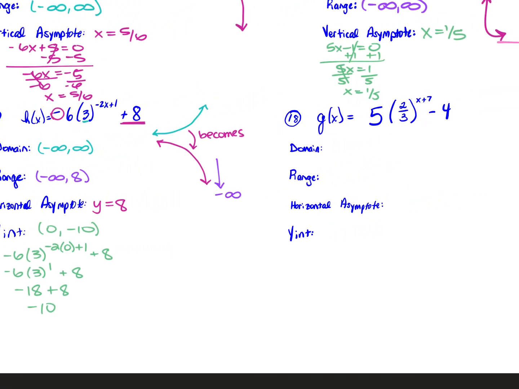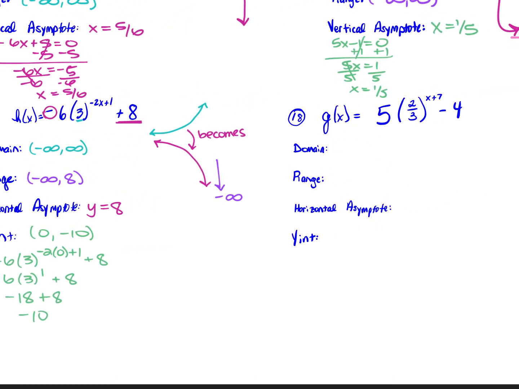For 18, you have g of x is equal to 5 times 2/3 to the power of x plus 7 minus 4. That 2/3, your base, tells you what your line looks like. It's going to go down from left to right, so you have no reflections happening here. Your line's going to stay looking the way that I just drew it. Automatically, your domain, since it's an exponential function, is from negative infinity to positive infinity.